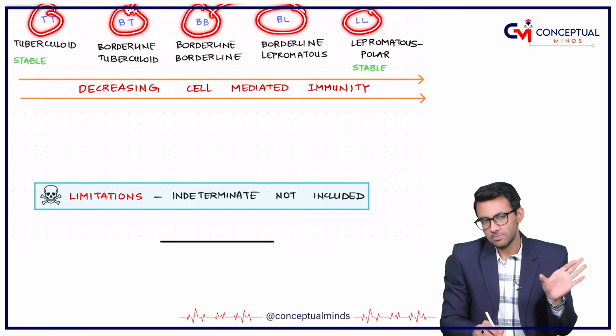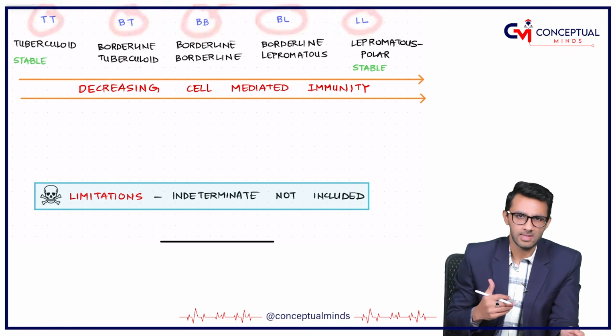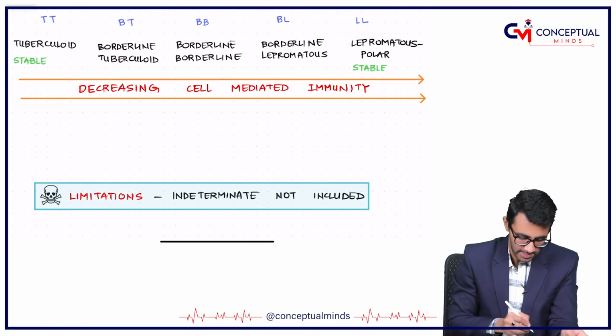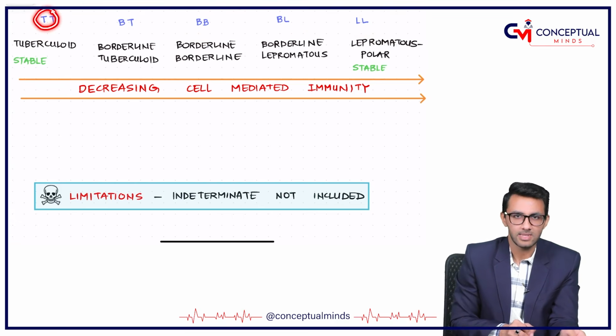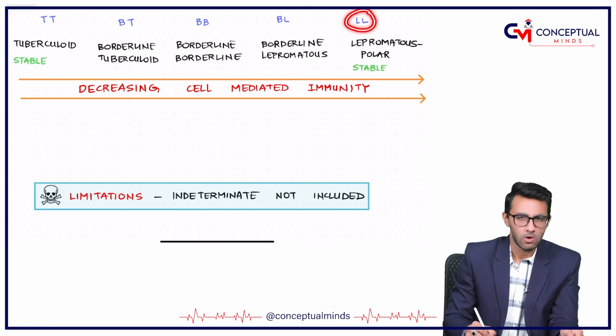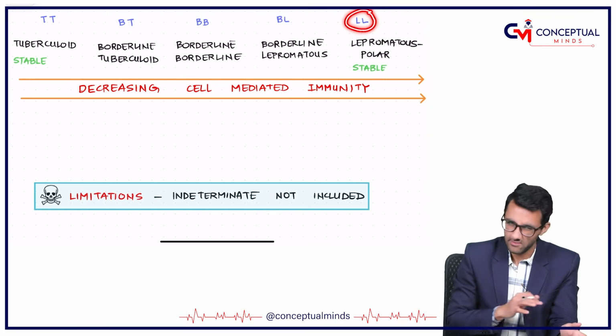So far it is pretty easy, nothing much complicated. But now we understand about the cell-mediated immunity. I already told you that the TT has the best immunity. The patient would usually self-heal in the TT type, whereas in the LL type, the whole story is different. We'll see about the images as well, and what the manifestations are.